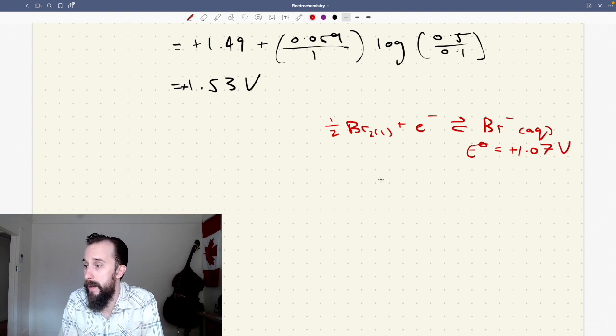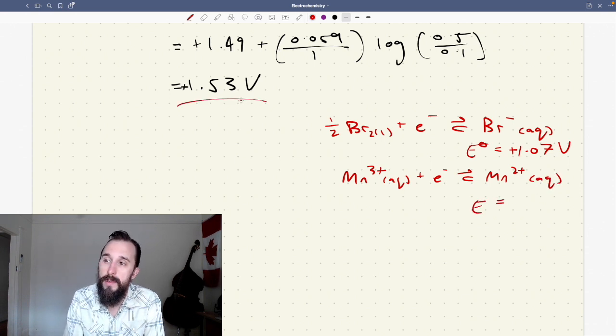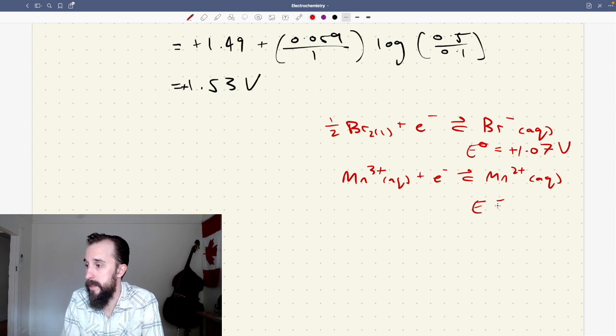And now we've got our manganese half cell, Mn3+ aqueous, plus e- goes to Mn2+ aqueous, and that's got a non-standard reduction potential of 1.53 volts. So we're going to use our value there.